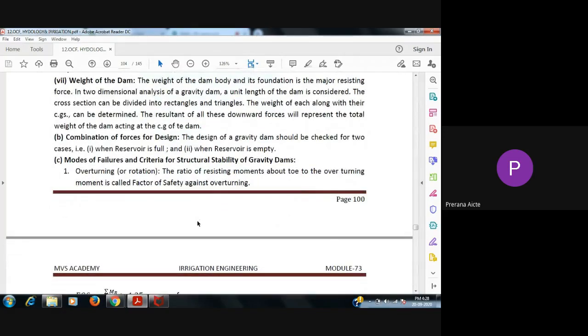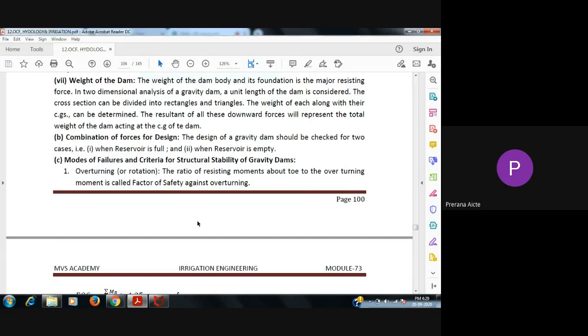The design of a gravity dam should be checked for two cases: when the reservoir is full, and when the reservoir is empty. Actually, only when the reservoir is empty is it a dangerous condition. If the reservoir is full, there is no problem, strictly speaking. How it is will be discussed later.